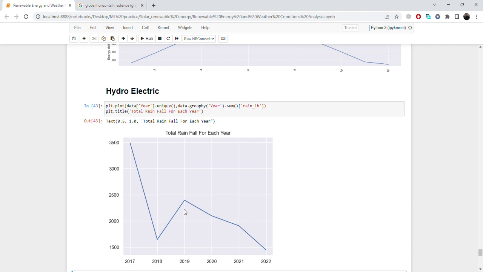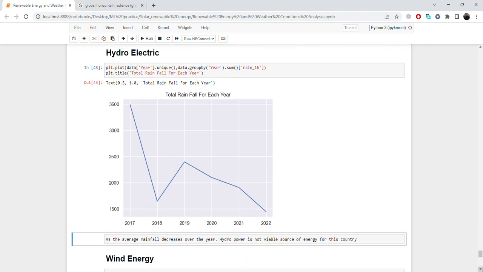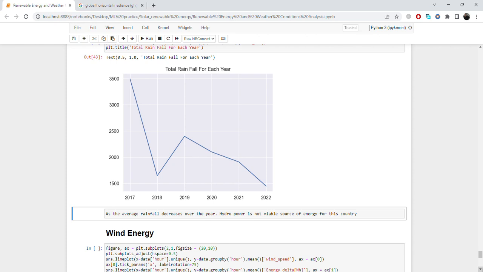So I don't think that hydroelectricity is a good option for that area. It's my opinion based on that graph, because the rainfall is gradually decreasing, like 3,500 mm here, and it's going steeply downward. So I don't think rain is a good option. Now we'll go for the wind energy.